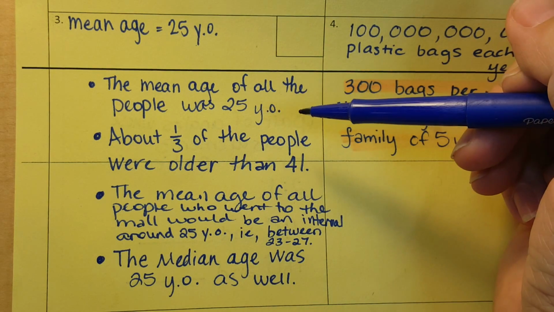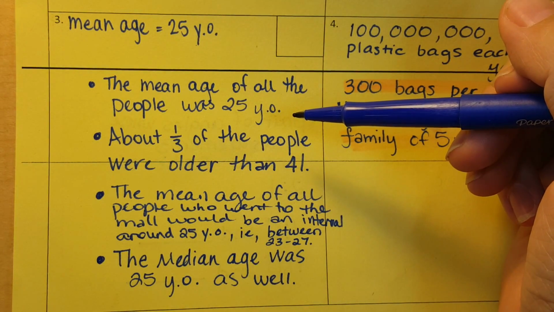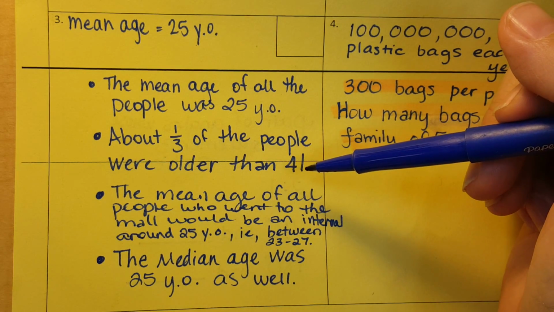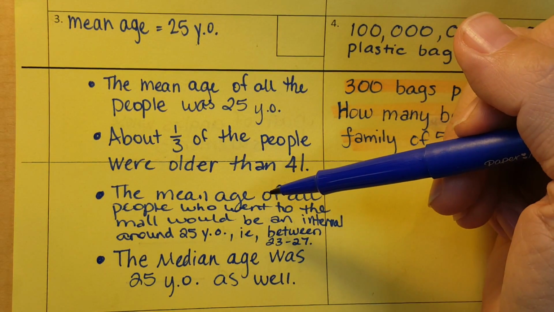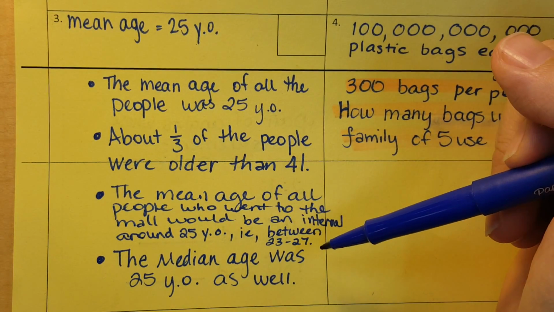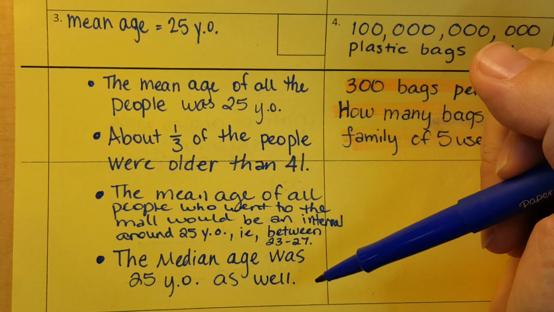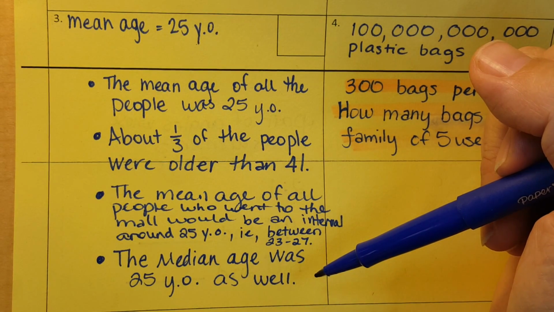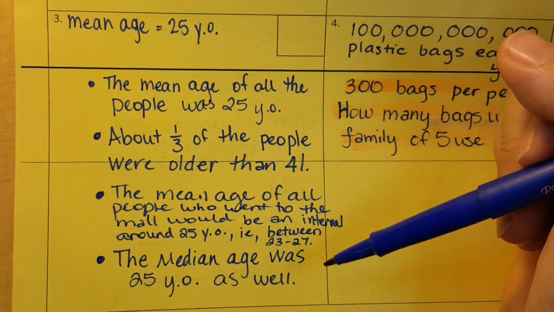Is it the first one, the mean age of all the people was 25 years old? About a third of the people who went to the mall were more than 41. The mean age of all the people who went to the mall would be an interval around 25 years old, or between 23 and 27. And then the median age was 25 years old as well.